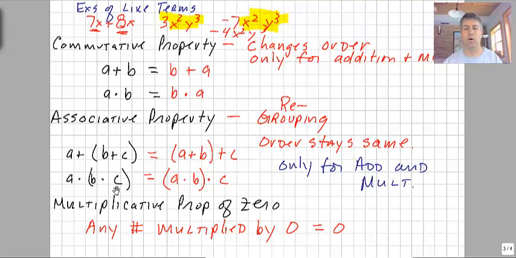So you can see below the example with multiplication. Order is the same. B is hanging out with C. Now B is hanging out with A.